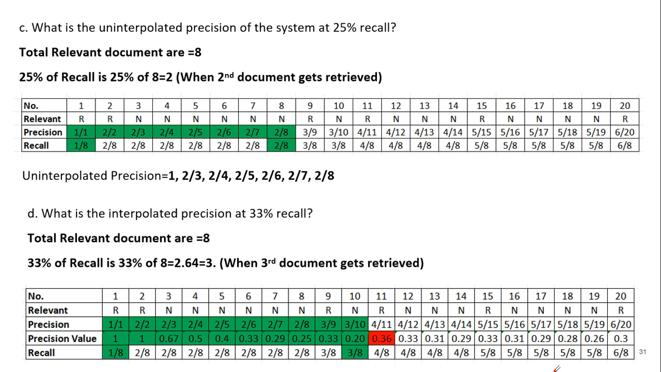Now next we need to understand in detail what is the uninterpolated precision of the system at 25% recall. Total relevant documents are 8. 25% of 8 is equal to 2, meaning where the second relevant document gets retrieved. Now I have highlighted this, so just observe up to this point.